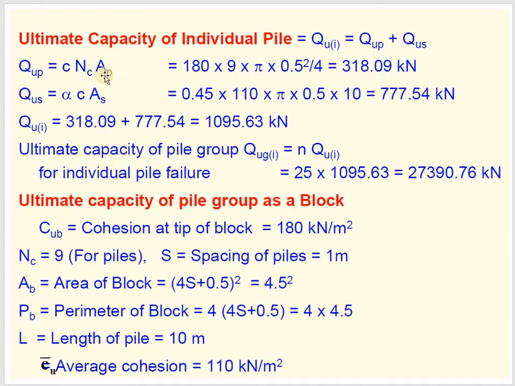So if you take it as a block, what happens here? This coefficient for a block is 180 itself, and this Nc is 9 again, and you have the spacing of the piles, that is 1 meter. So first find the area of the block. What is the total length of the block? Length and width here, it is 4 times spacing.